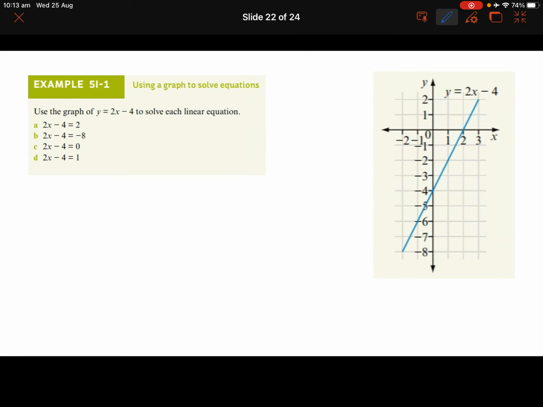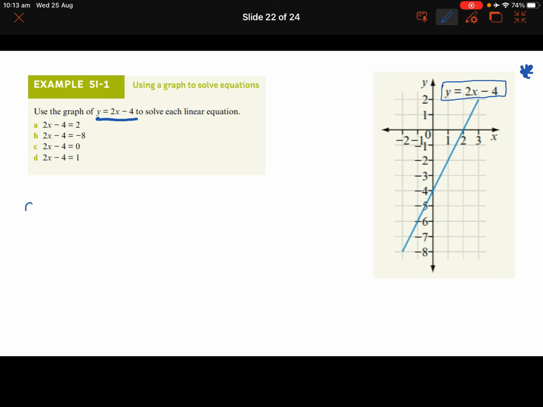So here we have a graph. It's already given us the graph. It's graphed the equation. Using a graph to solve equations. So use the graph of y equals 2x minus 4 to solve each linear equation. So the name of this line is y equals 2x minus 4.